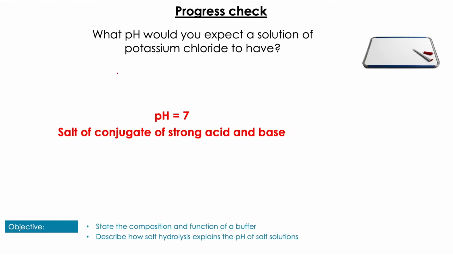Okay, we would expect it to be roughly pH 7 because we have the conjugate of a strong acid and strong base, K+ and Cl-. K+ obviously coming from KOH and Cl- coming from HCl, which are a strong base and strong acid, respectively.